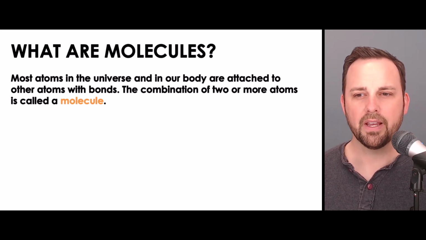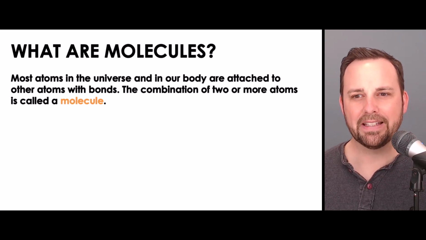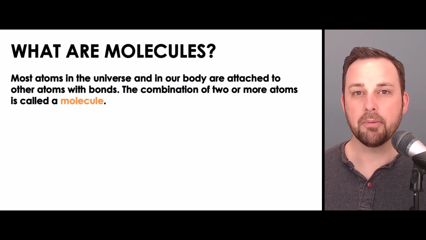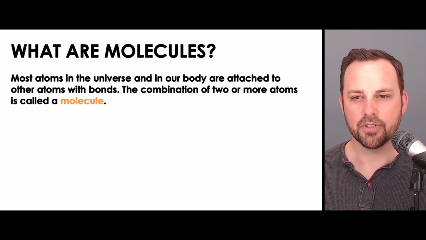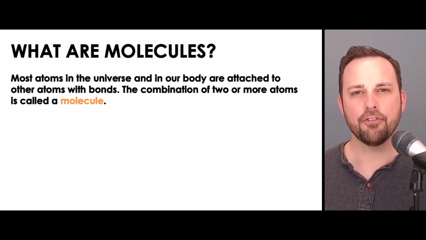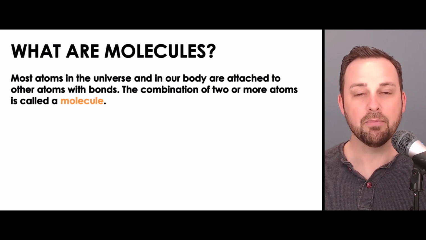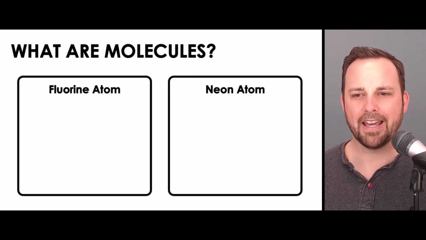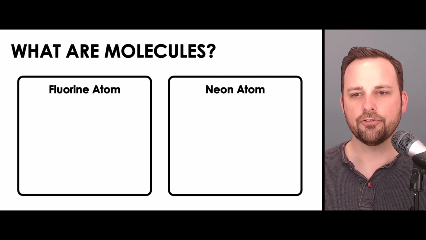Molecules form because most atoms have an incomplete set of electrons in their valence shell. Atoms create bonds with other atoms so that they can both have a full valence shell and become stable. Let's look at an example of two different types of atoms that will help us understand why atoms form bonds with other atoms. We'll start with fluorine.